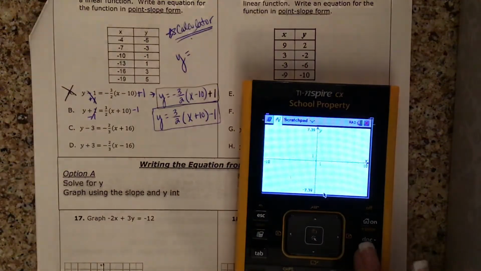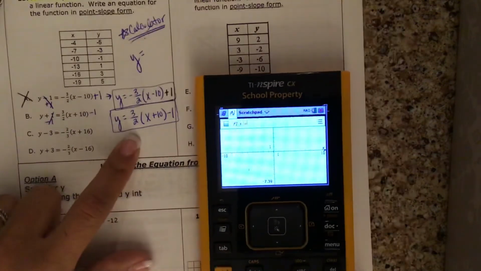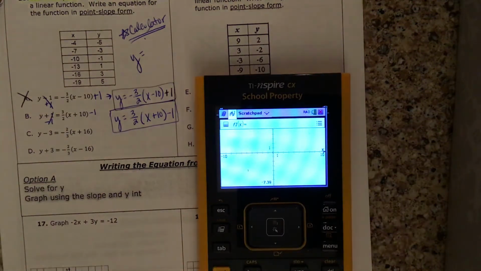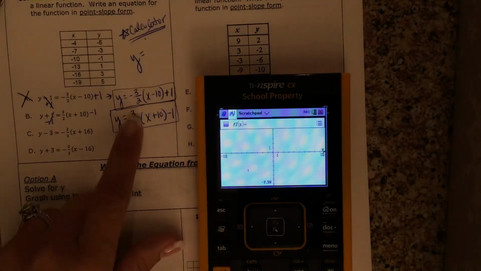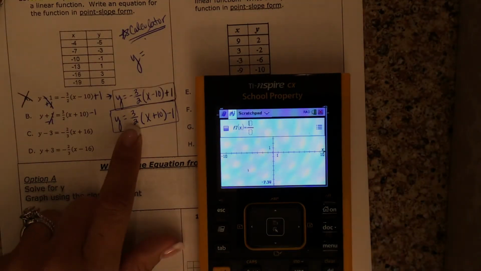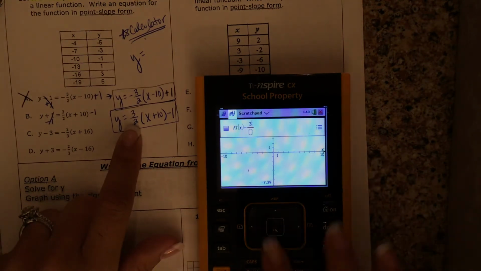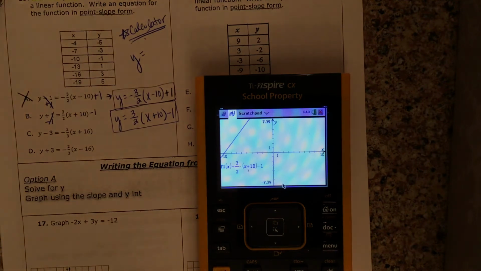All right, so we can go to menu, function. Now we're good to go. If you struggle on clearing the other table and putting your new function in, just ask your teacher and your teacher can make that easier for you. What we have here starts with a fraction. To use a fraction, it's control divide. 3 over 2, right click. X plus 10 minus 1. Enter. There's the line, that's great.